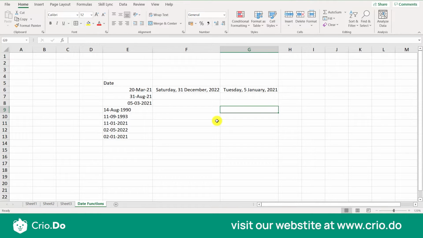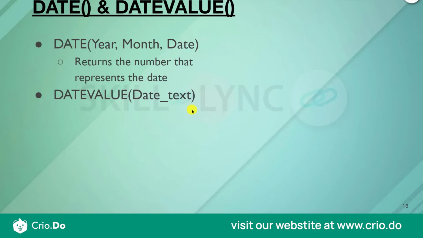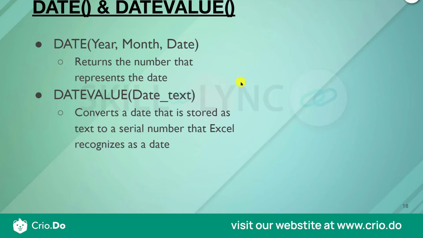Let's come to another function now. Another date function we are covering this week is DATEVALUE. You pass only a single argument to this function, that is date_text. This function converts a date that is stored as text to a serial number that Excel recognizes as a date.